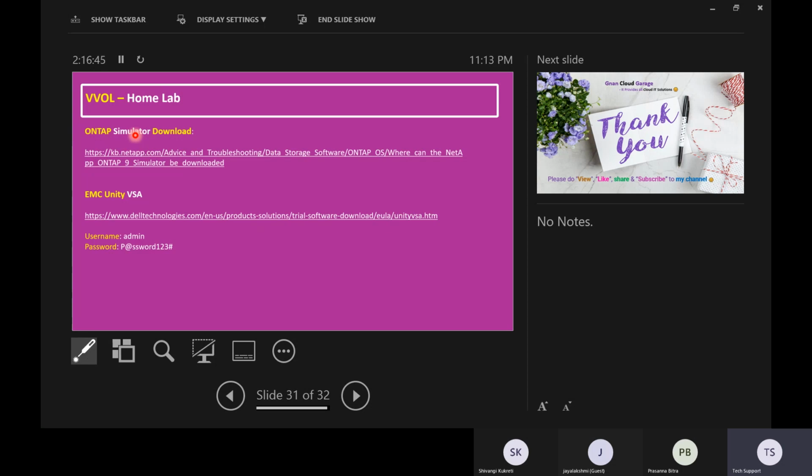VASA configuration is pretty simple, and you can find the documentation on this website link. I will share these links. Using this link you will find the installation instructions. You can follow all the instructions from the vendor documentation, because each simulator has a different procedure, and EMC Unity has a different procedure. For EMC Unity the default password is this. So you can try any one of the simulators in your home lab. Or else, I will show you in our next session how to download and configure the ONTAP simulator.